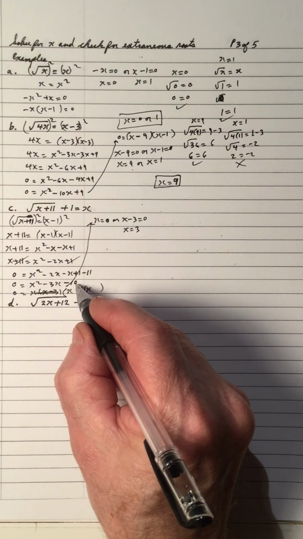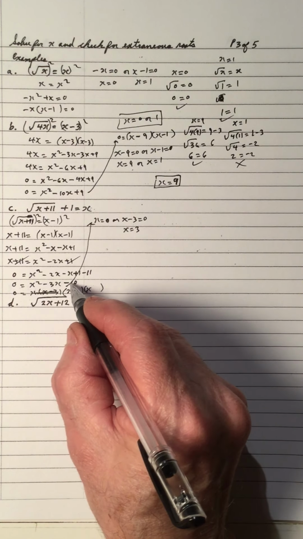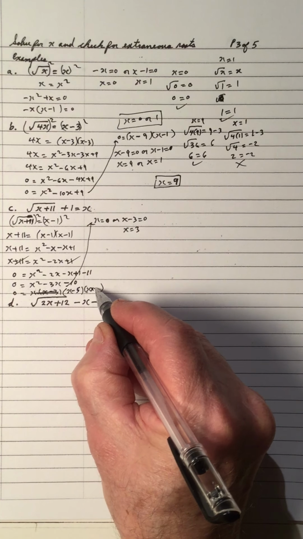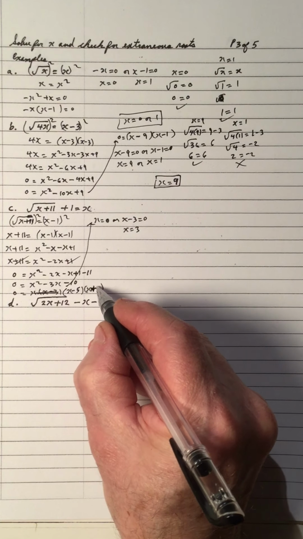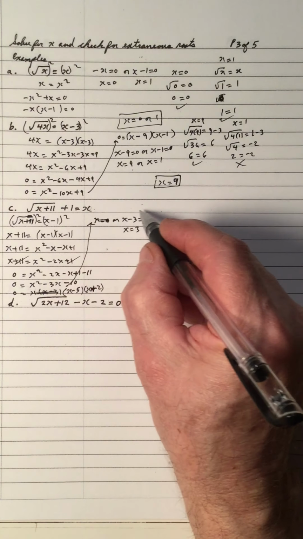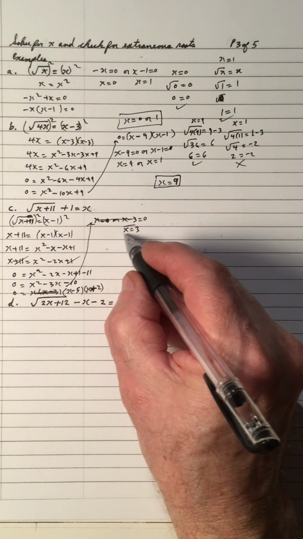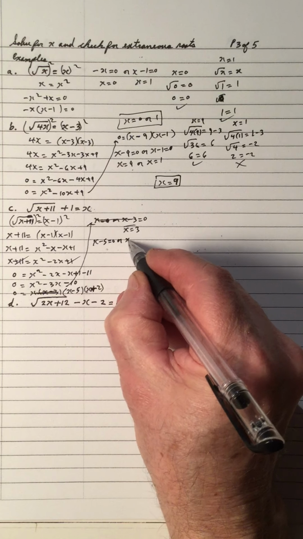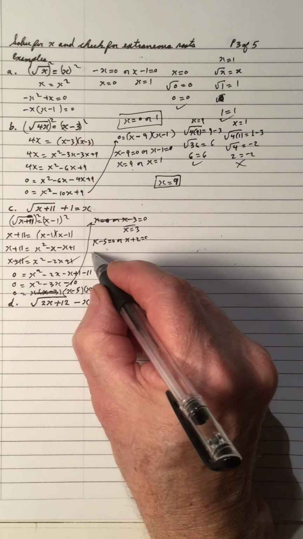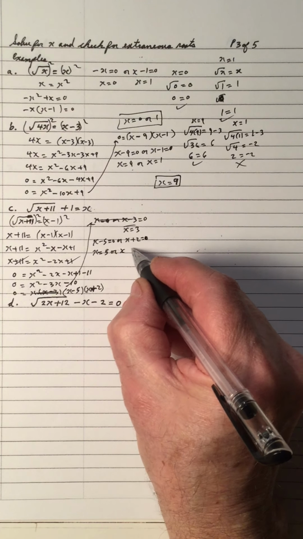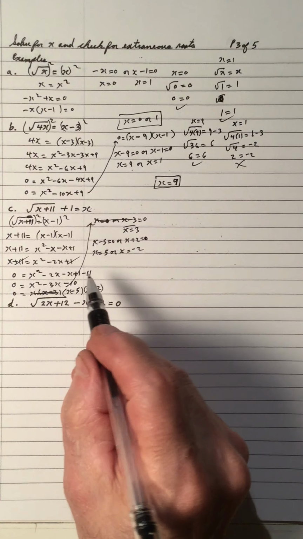X, product is negative 10, sum is 3. So it's a negative 5x plus 2x. Okay. X minus 5 equals 0, or x plus 2 equals 0. X is 5, or x is negative 2.